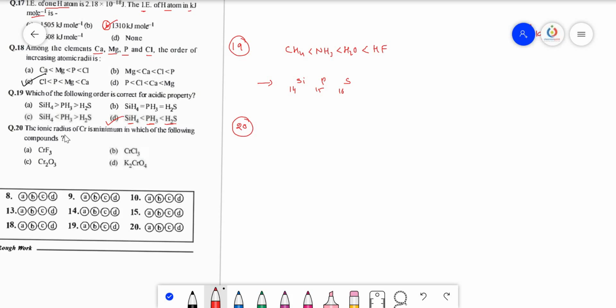Let's solve question number 20. The ionic radius of chromium is minimum in which of the following compounds? Minimum means, for any metal or element, when the positive charge increases, the size decreases, as I said in one of our earlier questions. In CrF3, the chromium oxidation state is +3. In CrCl3, it is +3. In Cr2O3, it is +3. And here the chromium oxidation state is +6. The higher the positive charge, the smaller the radius. So option D is correct.